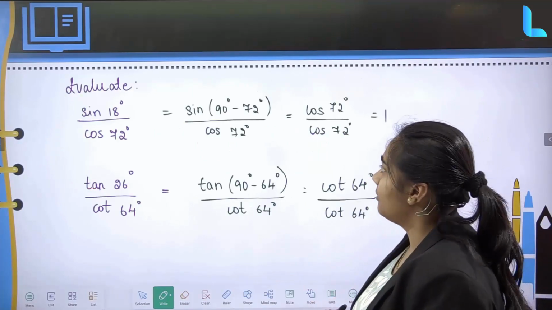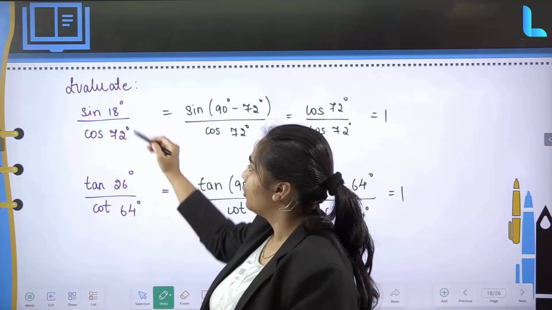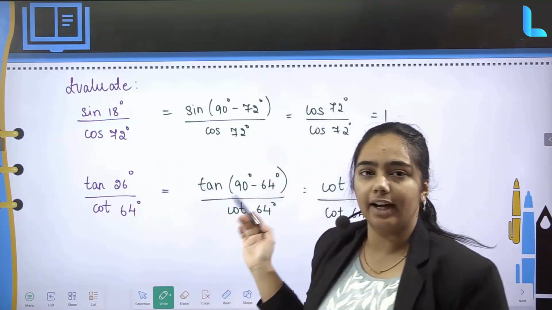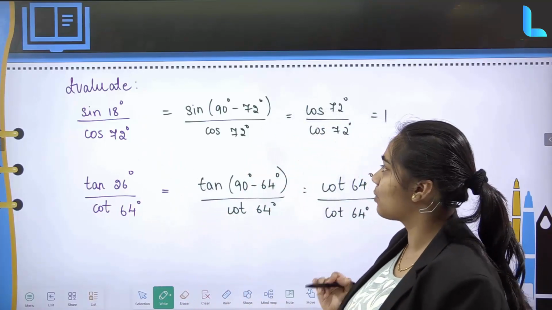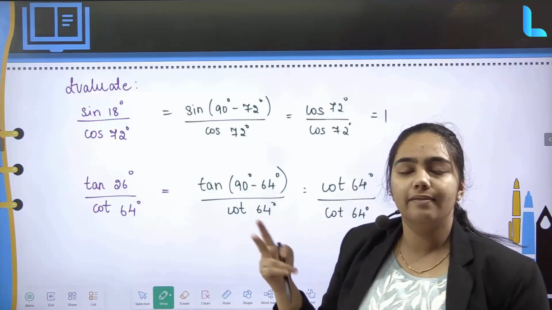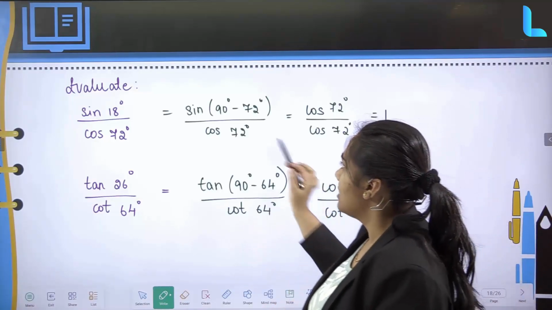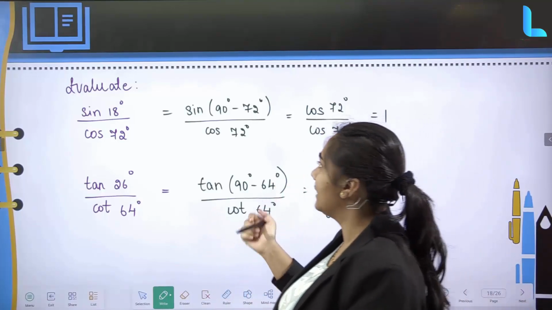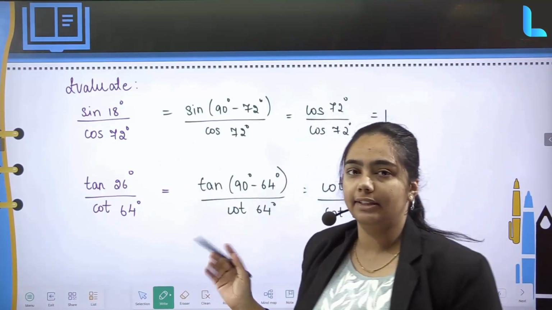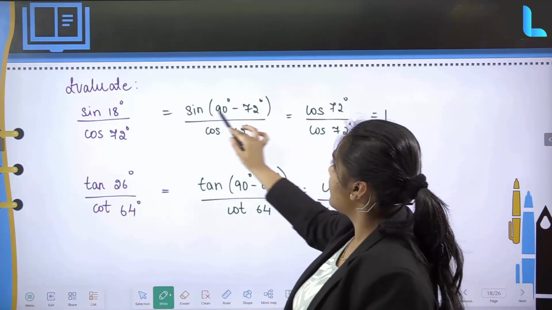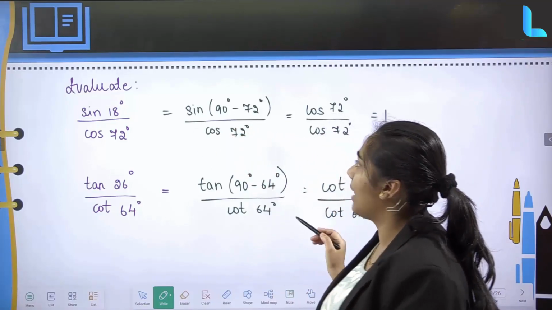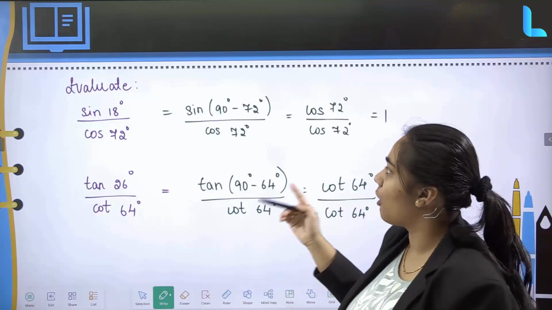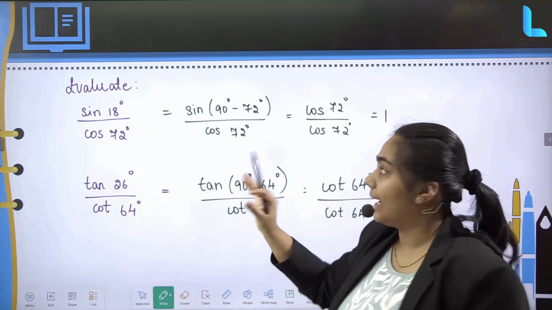Clear? Next question. Evaluate the following. So over here, sin 18 degree divided by cos 72 degree is what you have. So you have learned about complementary angles. So sin of 90 minus 72 is what I can rewrite that as, and cos I will write in the same manner.